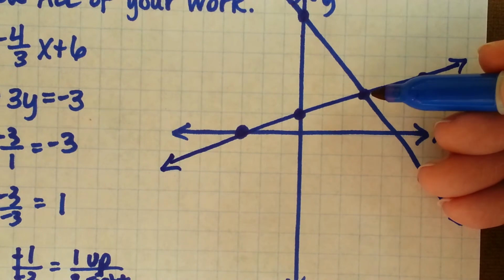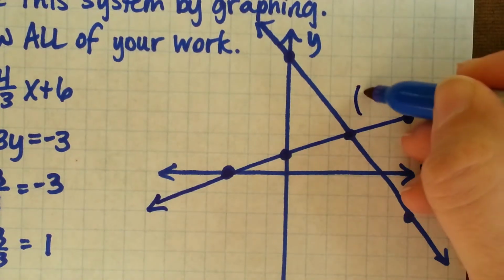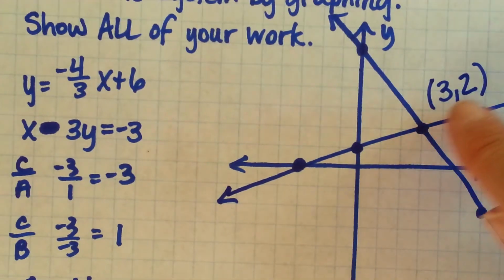We notice we have an intersection point that happens to be at 3, 2. So our solution to this system is 3, 2.